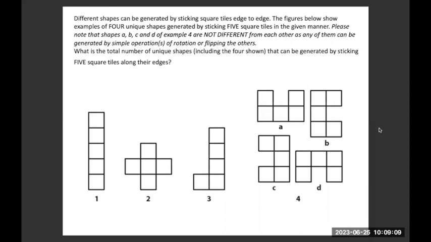Tanvi, even more. It's a big number. Actually, there are fewer than what you answered. Shrimoli, you are missing a few more. I would put it that way. Palak, correct answer.